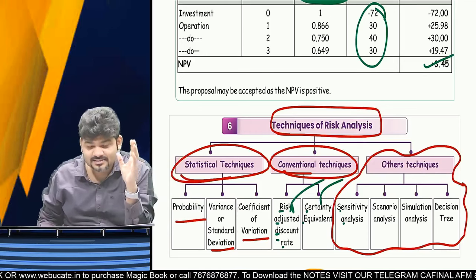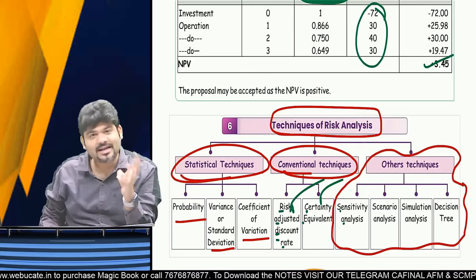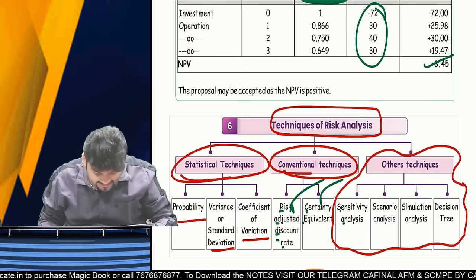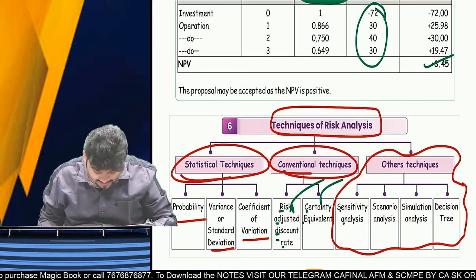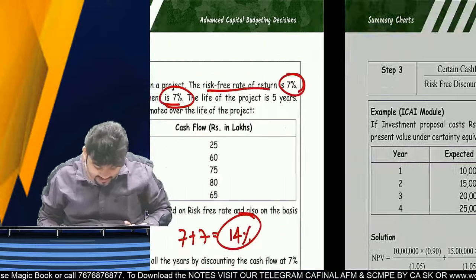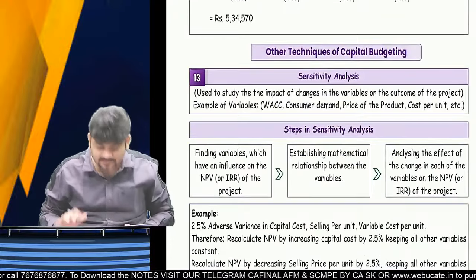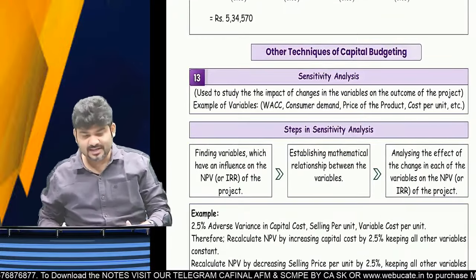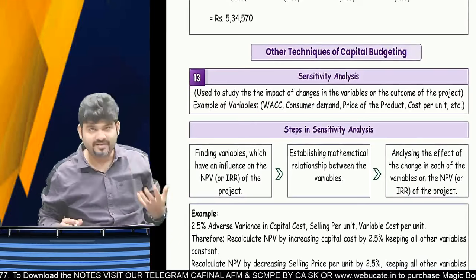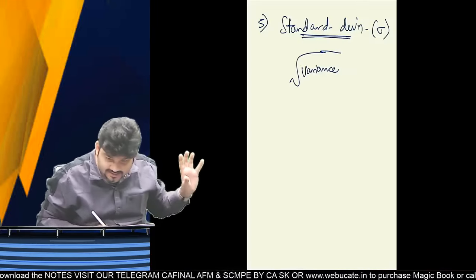Sensitivity analysis, scenario analysis, simulation analysis, and decision tree. Chalo, let's start with the other techniques which are there. First is going to be the sensitivity analysis. Now, in case of sensitivity analysis, one is a simple way. Chalo, I'll explain the sensitivity analysis part here.